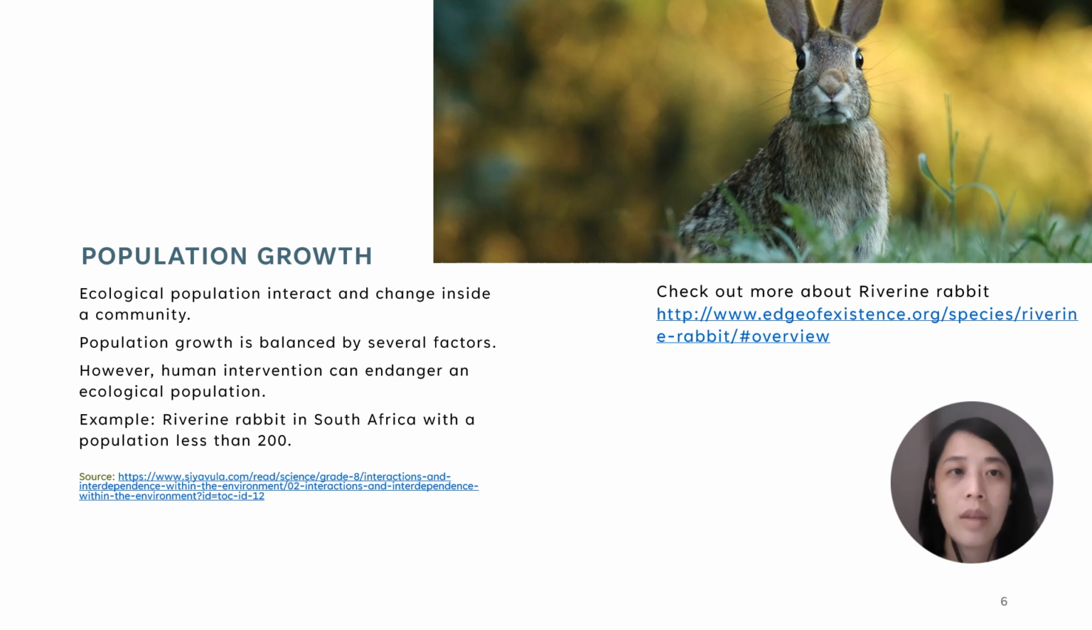Population in an ecology is biotically and abiotically affected by other factors. The balance is severely affected by human activities. Our fertilizers cause eutrophication or algae bloom. At the same time, we endanger many animals, including the riverine rabbits. They live in South Africa, and the population size once dropped to only 200 due to the loss of habitat to farming activities.